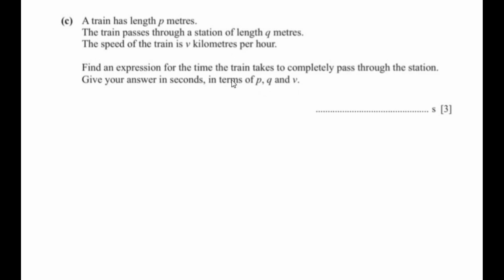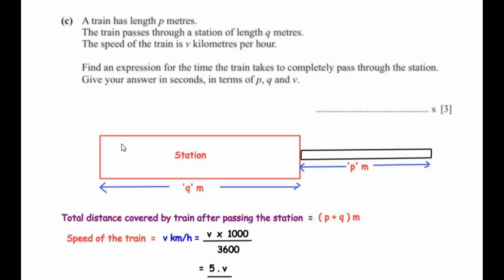So let me explain this question using a rough figure first. Now imagine that this is the station through which the train has to pass. Here imagine that the train is passing through the station and the length of the station is given as q meters. So we have marked here q meters and the length of the train is p meters. So imagine the train moving inside the station, covering the complete distance and moving completely out.